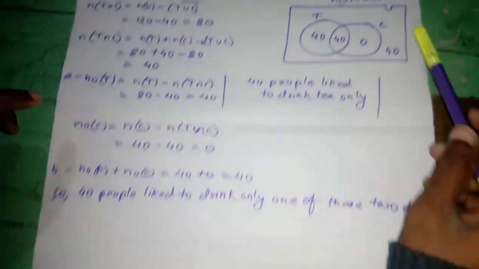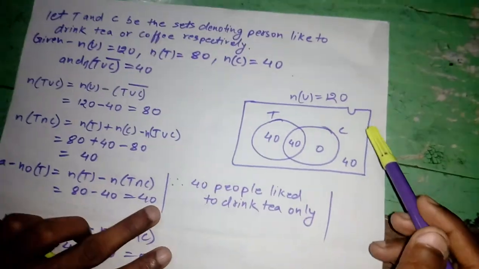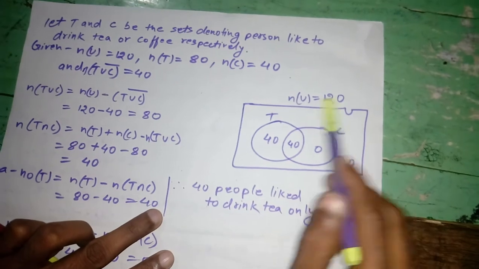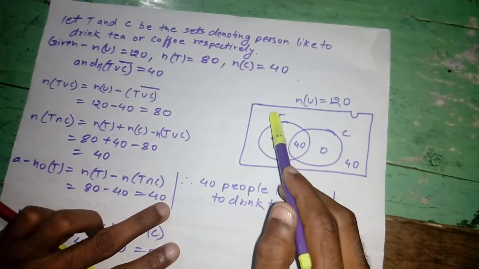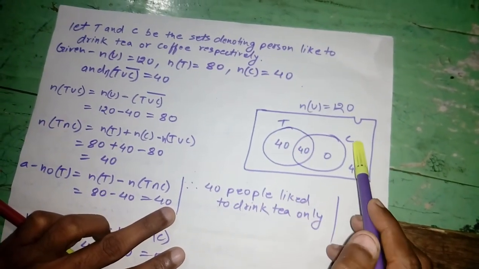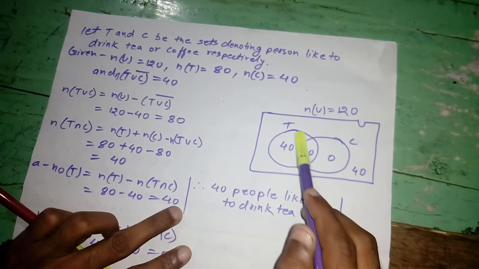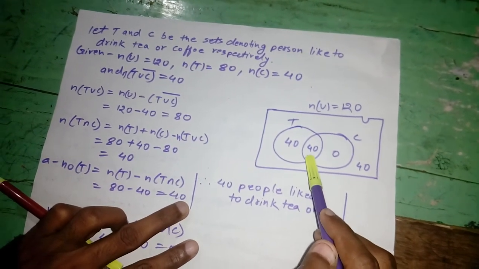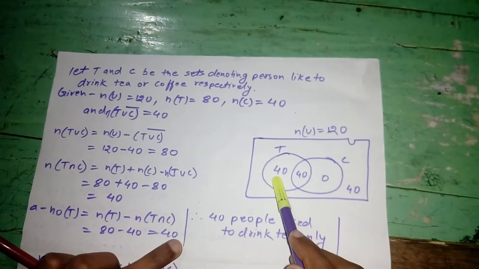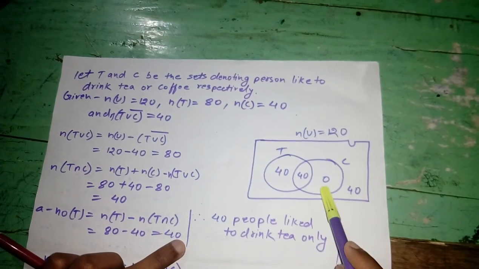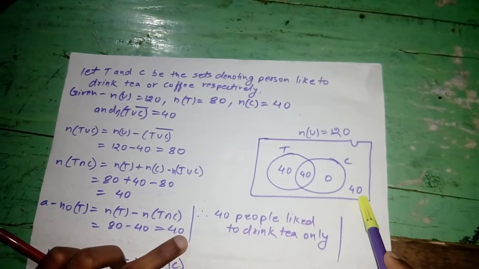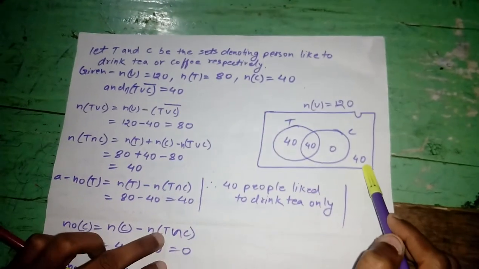So similarly, it is also given in the Venn diagram clearly, n(U) is equal to 120. This box denotes the complete set. T denotes the first circle. C denotes the second circle. Here, the intersection of both sets is 40, only T is 40, and only C is nothing, it means 0. But the complement is 40. This is our completion. Thanks.